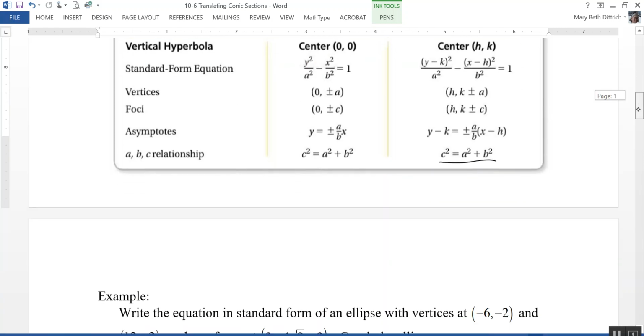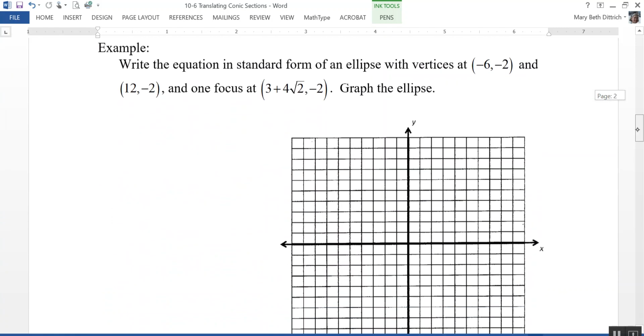I'm actually not going to refer to those charts. I'm just going to figure it out as I go along here. So let's take a look at this example. Write the equation in standard form of an ellipse with vertices at (-6, -2) and (12, -2), and one focus with the x-coordinate of 3 plus 4 square root of 2 and the y-coordinate of -2. Then we need to graph the ellipse.